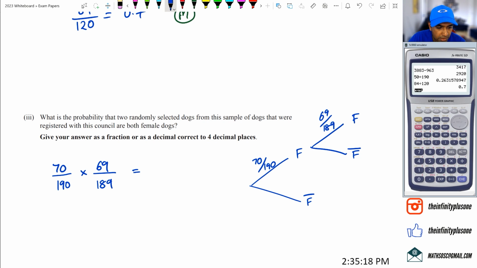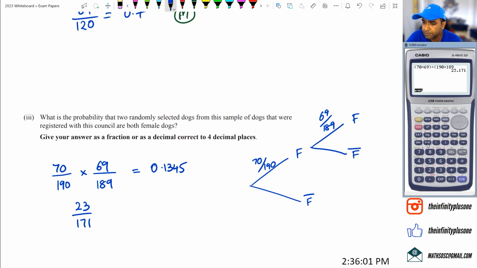So that's pretty much what we're doing here. 70 times 69, where is my calculator? 70 times 69, divided by 190 times 189. So that's going to give me 0.1345. Okay, yeah, that's what I thought. Now, if you want to leave this as a fraction, you could leave it as 23 out of 171.